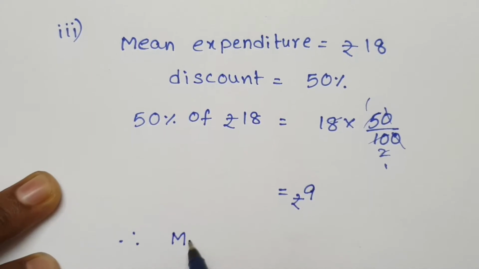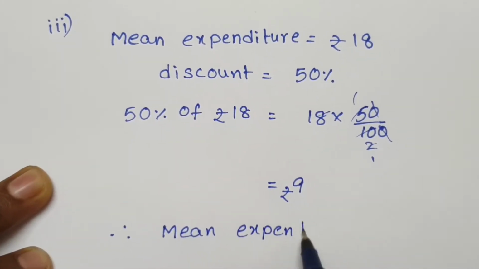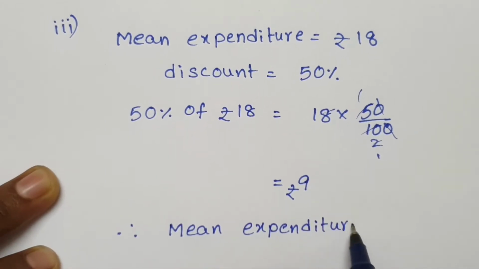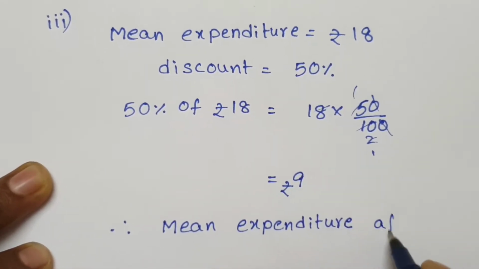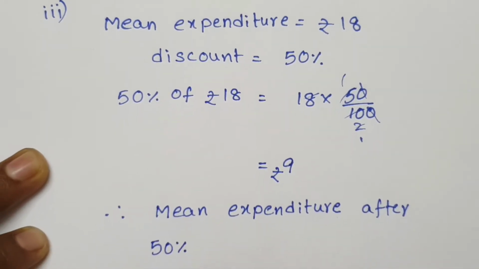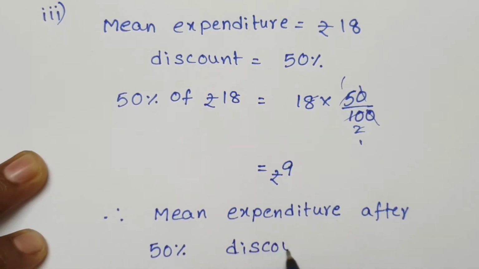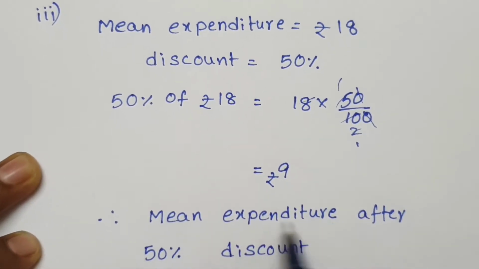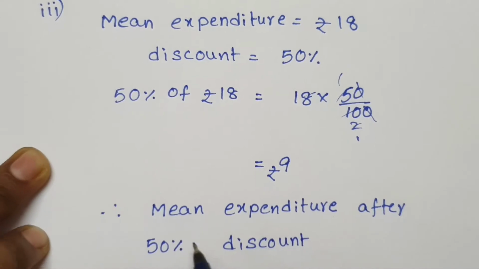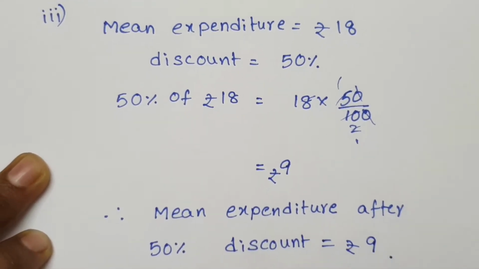Therefore, mean expenditure after 50% discount equals, mean expenditure after 50% discount is how much? 9 rupees.